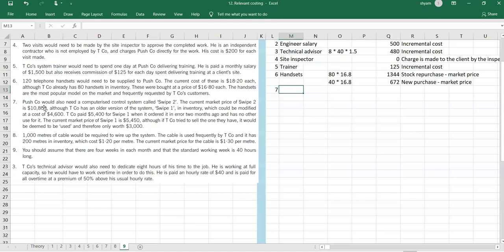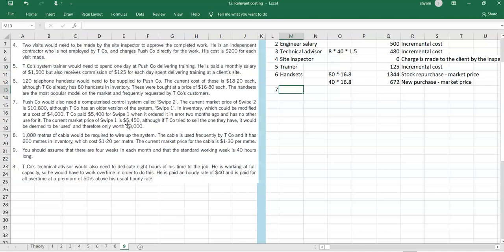7 is Pushco would also need a computerized control system called Swipe 2. The current market price of Swipe 2 is 10,800. So they have to buy a computerized control system which is 10,800 currently. An older version of it is available which is called Swipe 1. It's already in inventory and this could be modified at a cost of 4,600. So TCO has paid 5,400 for Swipe 1. So this is irrelevant. We don't want old historical prices. It was ordered in error 2 months ago and has no other use for it. So it is actually scrap. The current market price of Swipe 1 is 5,450.